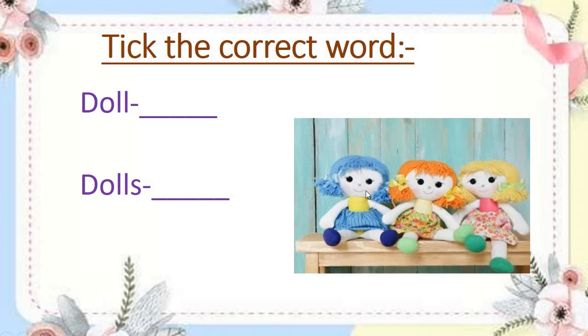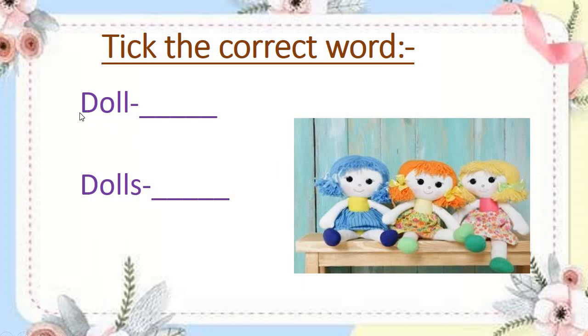See, first you see the picture. How many dolls are there? Beautiful, beautiful dolls are there. Blue color, then orange color hair, then yellow color hair. All these dolls, see, there are how many dolls? 1, 2 and 3. 3 dolls are there.